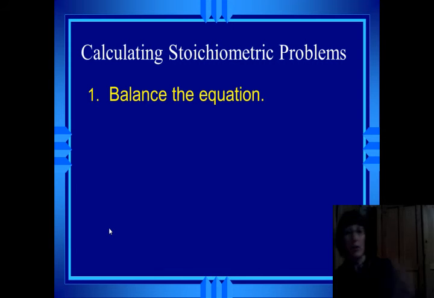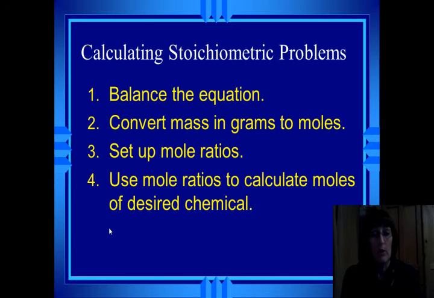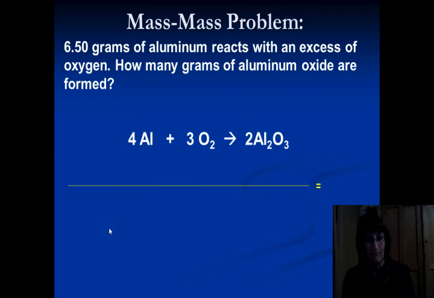Alright, so here are the general steps in calculating the stoichiometry problems. 1, balance the equation. We must start out with a properly balanced equation. 2, convert grams to moles. You're always going to go from grams to moles. 3, set up the mole ratio. 4, use the mole ratio to calculate the number of moles desired. You could actually combine steps 3 and 4. When you set up the mole ratio, what you're basically doing is using the balanced equation to go from moles of one substance to moles of the other, and ultimately you're going to convert back to grams if the question asks you that.